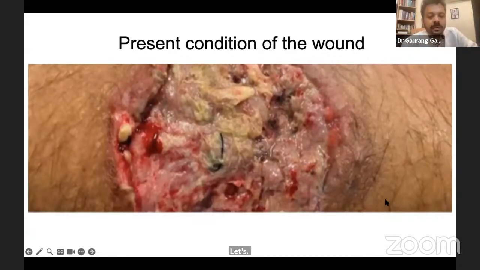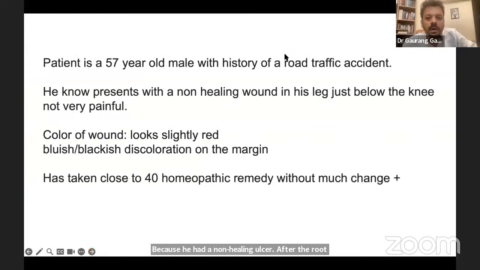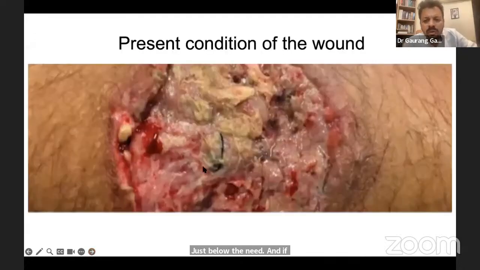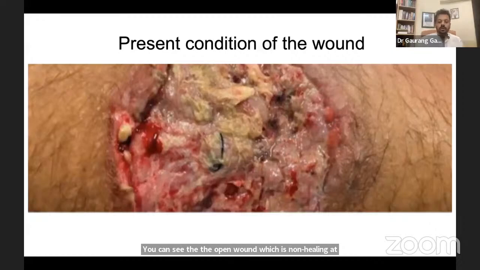So this is a man from another part of the world. He contacted us because he had a non-healing ulcer after a road traffic injury, a big non-healing wound just below the knee. If you see very closely, you can see the open wound which is non-healing at all, with the infection, with the suppuration, and so on.